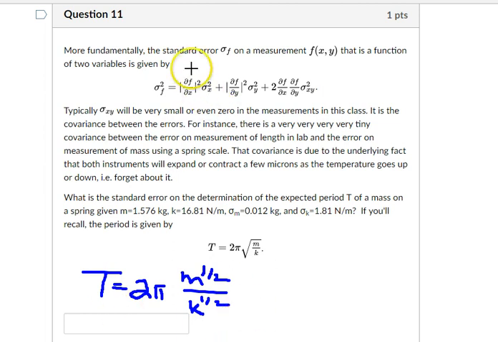You're going to take the partial with respect to m, square that, multiply by sigma m squared. You're going to take the partial with respect to k, square that, multiply by sigma k squared. And then you're going to take the square root of it all to get rid of that 2 right there.